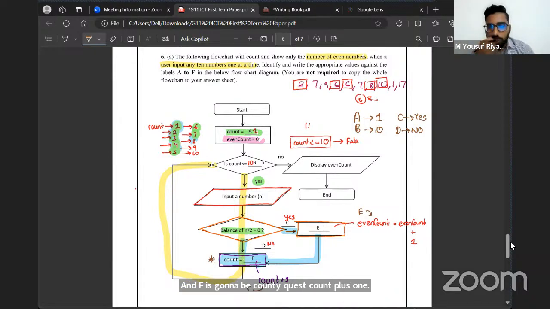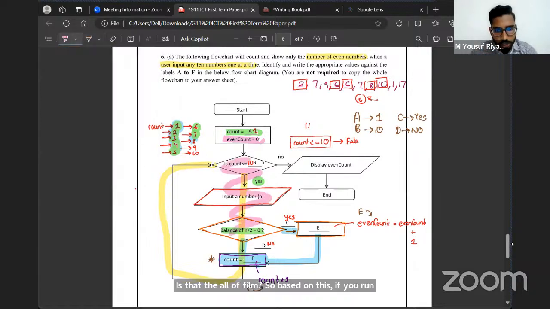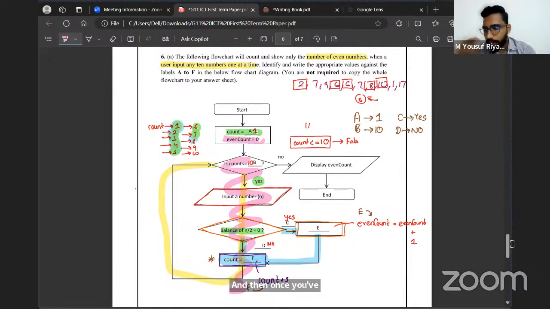So based on this, if you run the program now, the instructions we have inside will be repeated 10 times. They will be repeated when the count is 0, 1, 2, 3, and so on. And once the value of count reaches 11, that will give false and you will be displaying the even count.